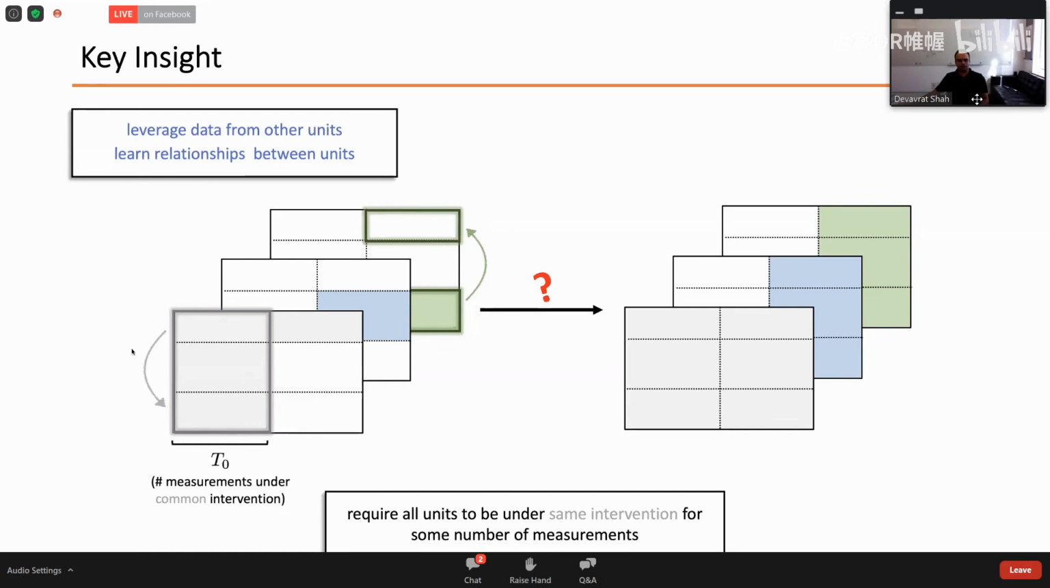Right. So in the method that I'm going to describe, usually we will need that the units of interest, even though they might go through different interventions over time, at least for some amount of time, and this may not actually be time, but for some part, they must experience a common intervention so that we can learn the relationship between them.